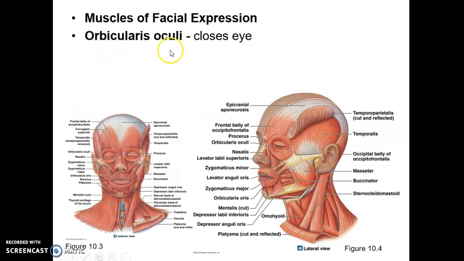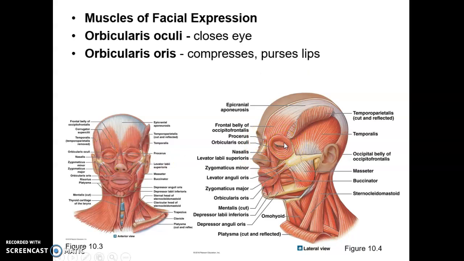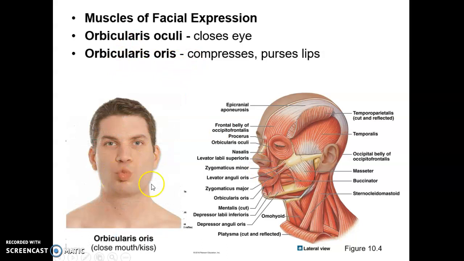The orbicularis oculi encloses the eyes, so it closes the eyes like when you blink. The orbicularis oris compresses and purses the lips. Another circular muscle here around the lips of the mouth. So if you're going to whistle or kiss your kitty cat goodbye in the morning, you're going to use your orbicularis oris muscle, like so.